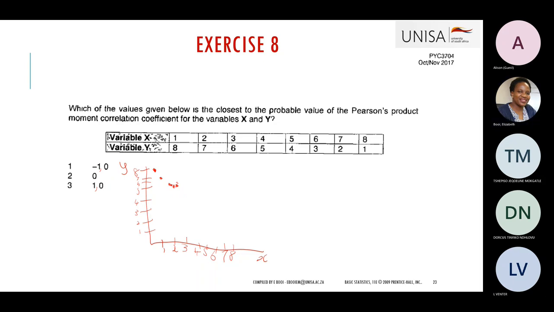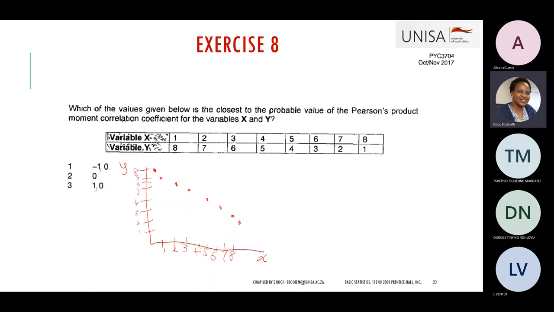My scale is not 2 point, so that is why I am struggling to write the right thing. When it's 4, it's 5. So it will be somewhere here. When it's 5, it's 4. It will be somewhere there. When it's 6, it's 3. It will be somewhere there. When it's 7, it's 2, it will be somewhere there. When it's 8, it's 1, it will be somewhere there.